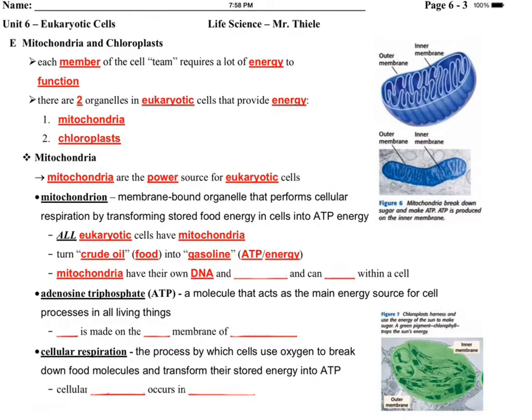Mitochondria are kind of interesting because they have their own DNA that is different from our nuclear DNA. They have their own types of ribosomes, and they can divide themselves within a cell. This lends itself to the idea that mitochondria maybe used to be prokaryotic organisms that were incorporated into eukaryotic cells. We won't get into that too much in this class.